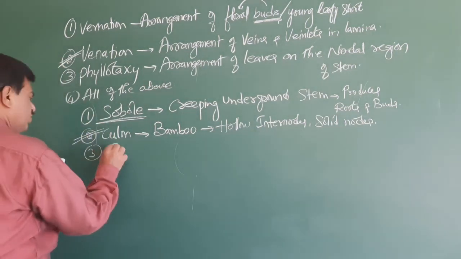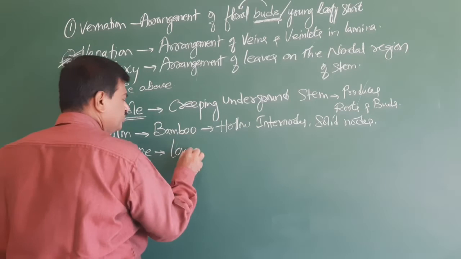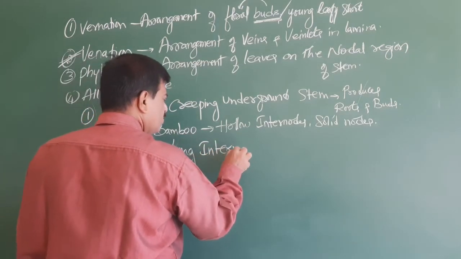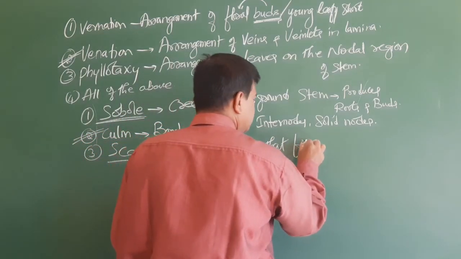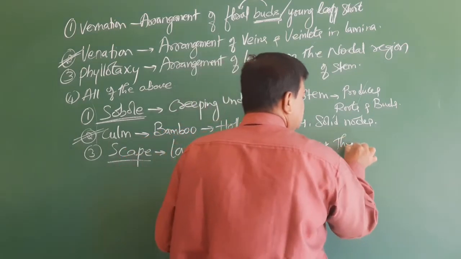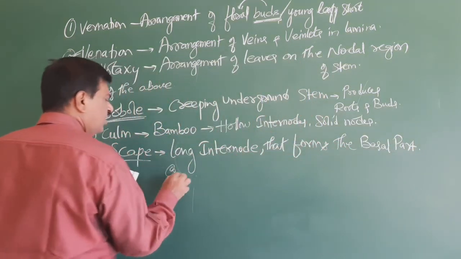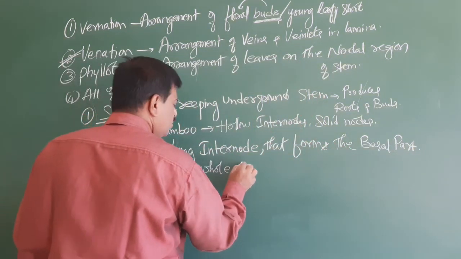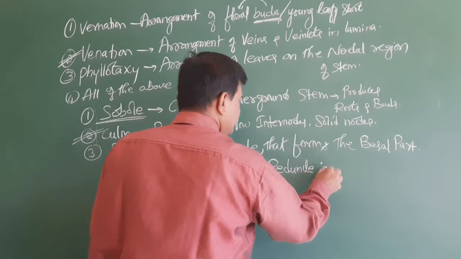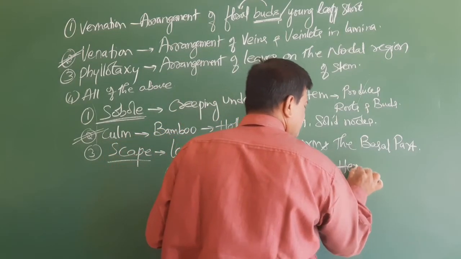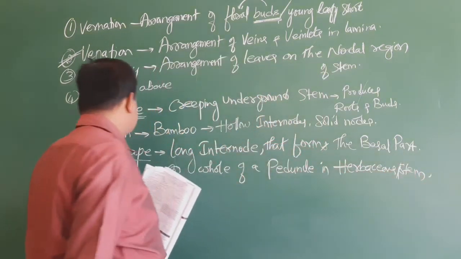And the third option is called as scape. So scape is nothing but it is a long internode that forms the basal part, or the whole of a peduncle, in herbaceous stem. This is called as scape.